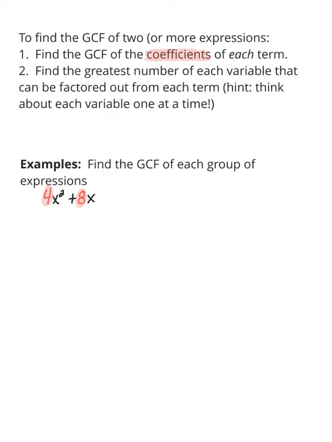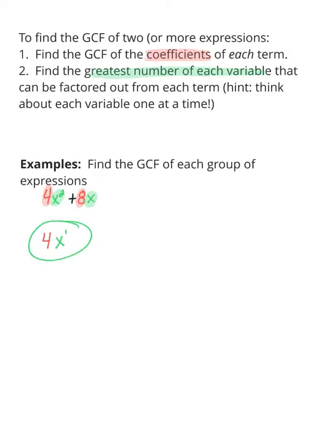Then what it says to do as the second step is to find the greatest number of each variable that can be factored out of each term. So in other words, look at the variables second. This term here has x squared, which means there's x being multiplied twice. This term has x being multiplied once. So what's the greatest number of x's that I could take away from both of those? Well, just one x. So the GCF of these two would be 4 times x.